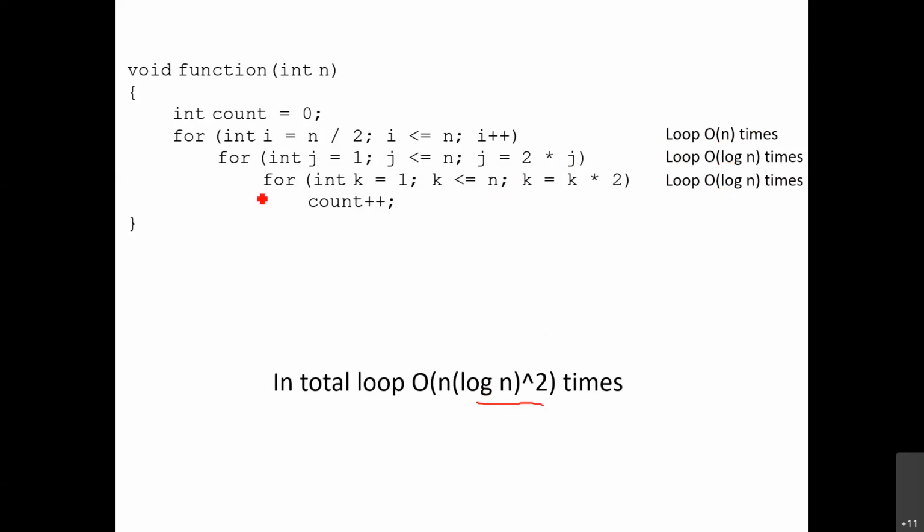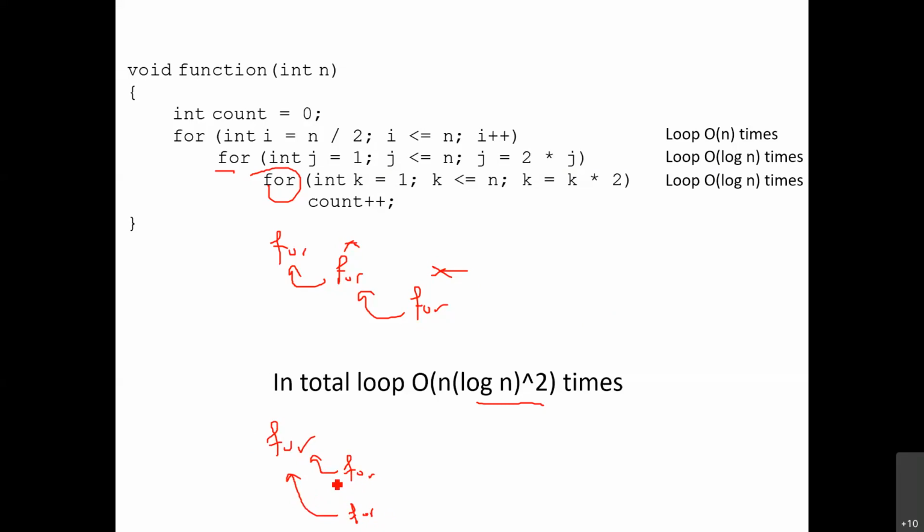It would have been different if these loops were on the same level. What we had was for, for, then for, so this was inside this and this was inside this. That's why we multiplied all three of them. If it was for, then for, for, it's different because this is inside the first loop and the second one is also inside it.